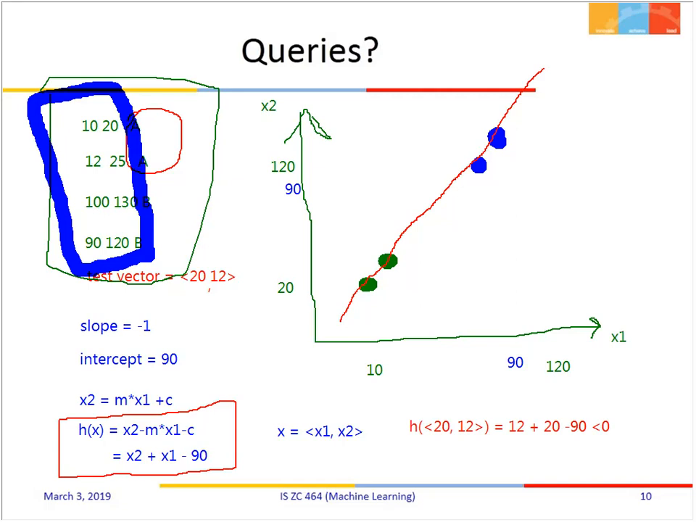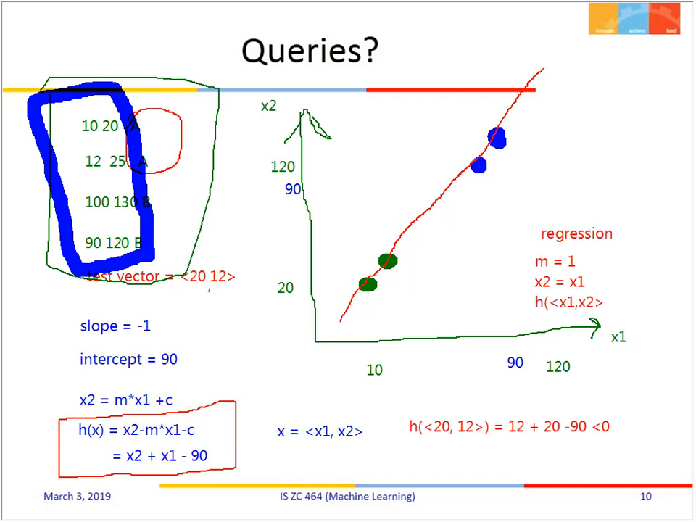Okay, so if this was the case, then your hypothesis construction would be h of x1, x2. In the case of regression, I'm telling you. So I must write here, it is a regression case. So this is actually going to be equal to x2 minus x1. Okay.